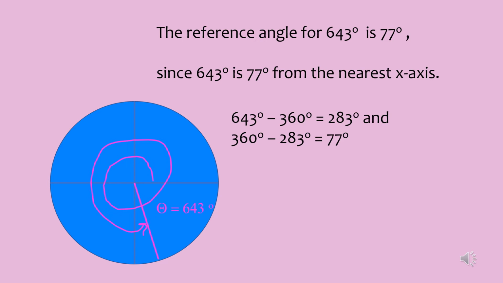643 degrees minus the full rotation left us with 283 degrees. And if you take 360 minus 283, you get that gap of 77 degrees. So the terminal ray of 643 degrees is 77 degrees away from the nearest x-axis. So its reference angle is also 77 degrees.